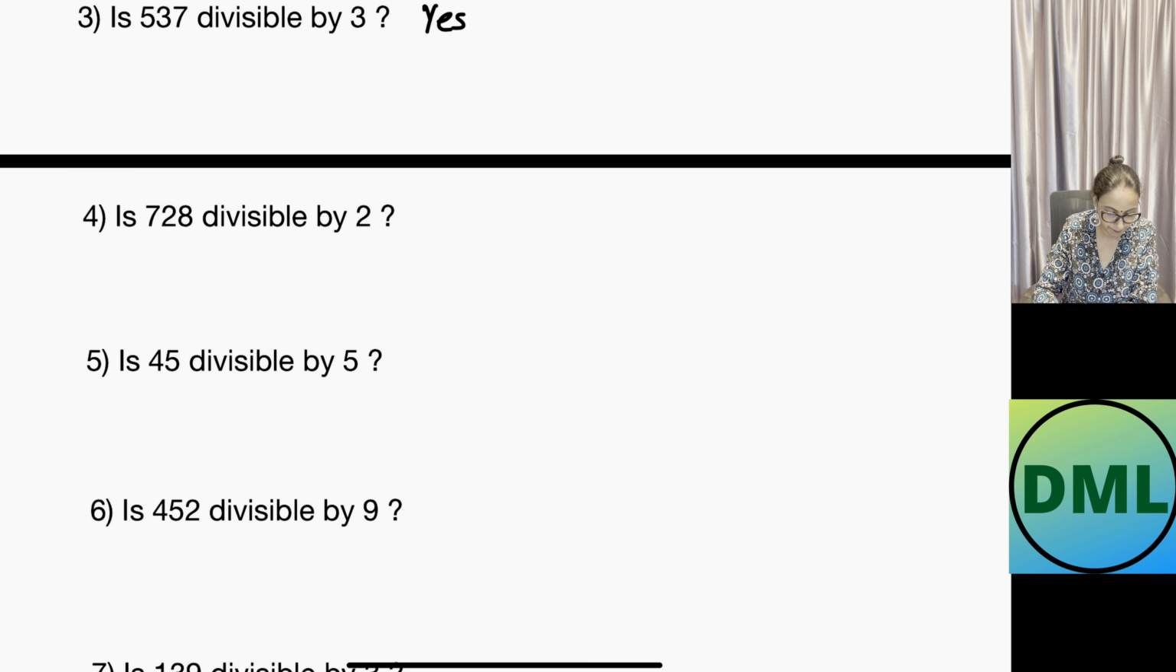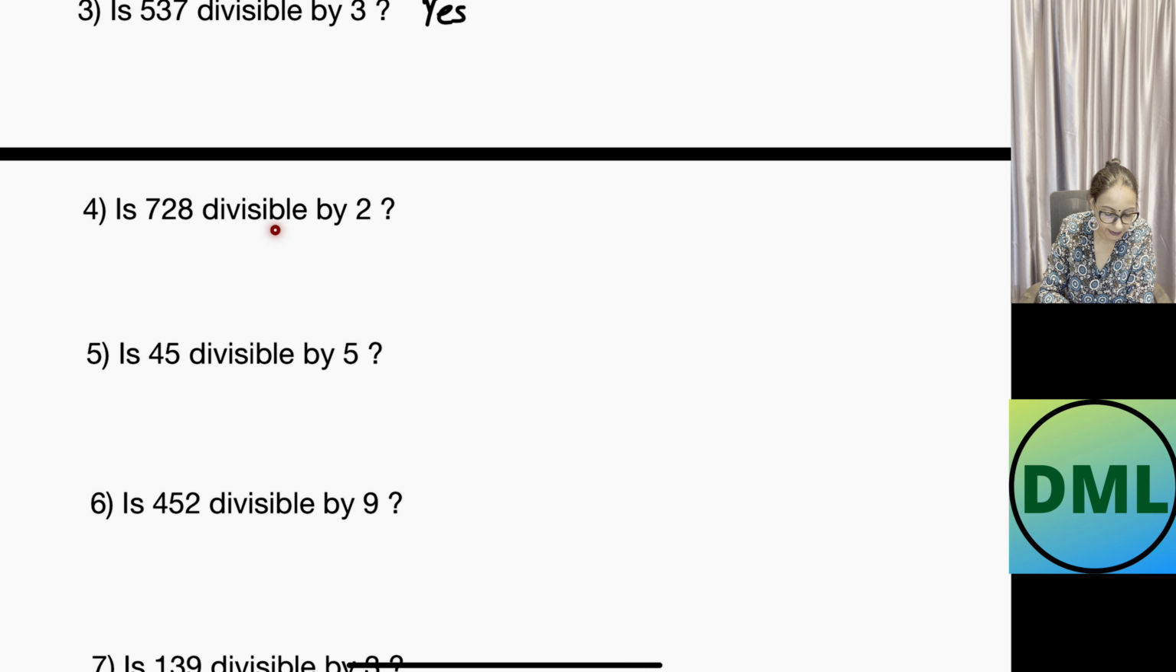Let's see the next example here. Is 728 divisible by 2? Divisibility by 2, let's look at the last digit. Last digit is 8 here, which is at the ones place, which is an even number. That means 728 is divisible by 2 and our answer is yes here.